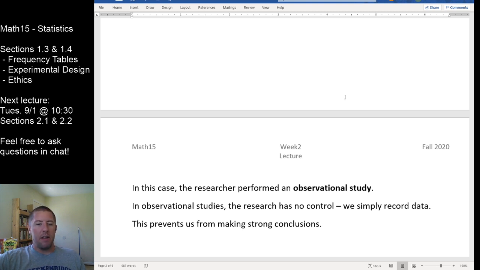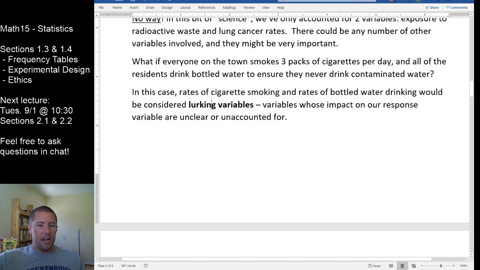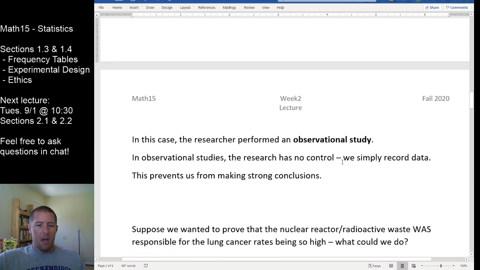So this is an observational study. And you should notice that this is really what's preventing us from making any strong conclusions. Since we don't have control over these lurking variables, we don't really know what variable might be causing the difference in lung cancer rates that we're seeing.